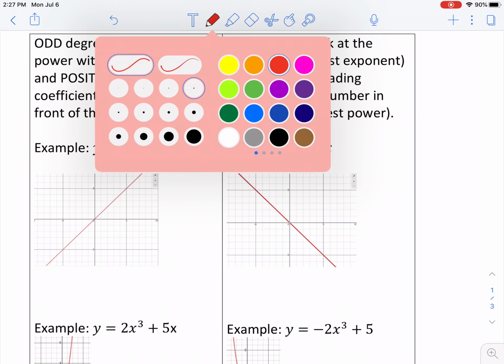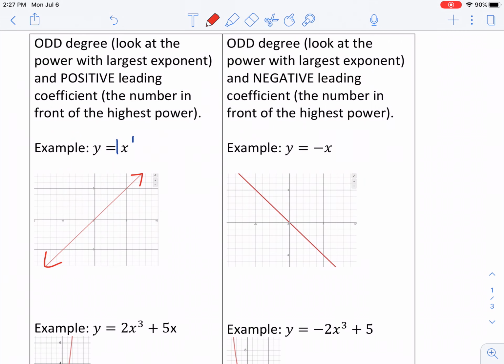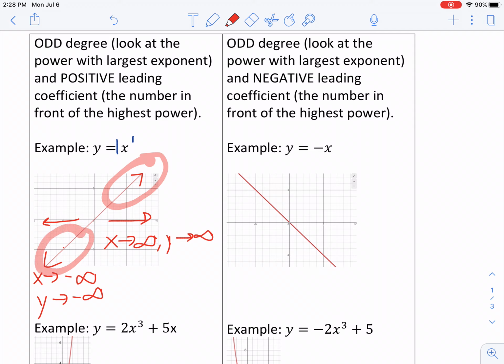So in this case, here's my line, y equals x, and as x approaches infinity, y is also going off to infinity. It's going in the positive direction. And as x goes off to negative infinity, y is going off to negative infinity as well. So the big thing here is that the end behaviors do not match. The arrows are pointing in opposite directions. And because it's positive, as x goes to infinity, y also goes to positive infinity. And this is the notation you would use to write your answer.